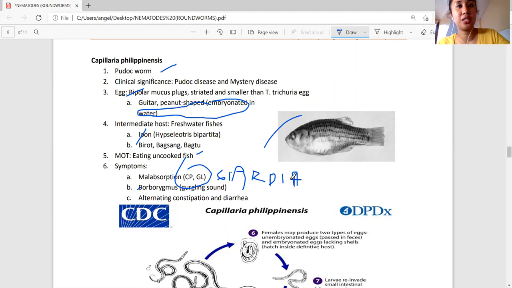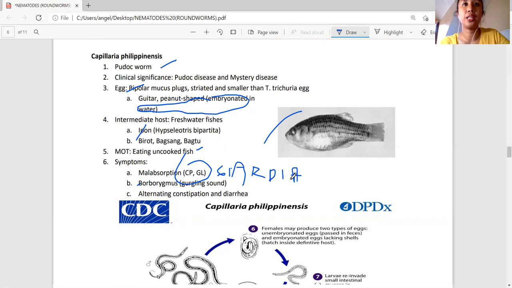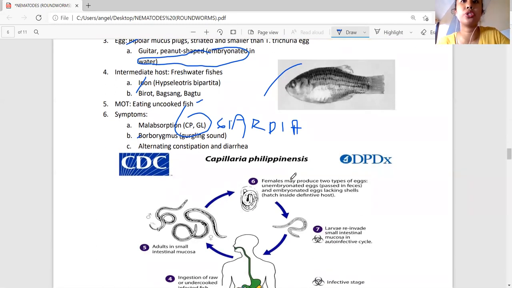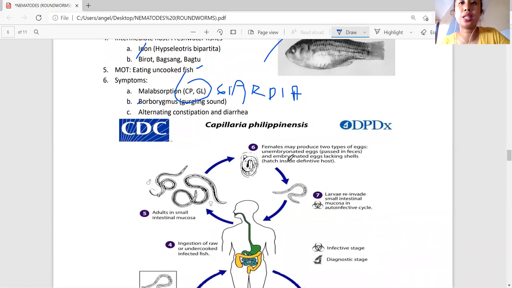Yan. Giardia lamblia. Yan. That's a protozoa. So, pareho sila nagkakos ng malabsorption. So, check nyo lang kasi, tatanong yun sa board exam.